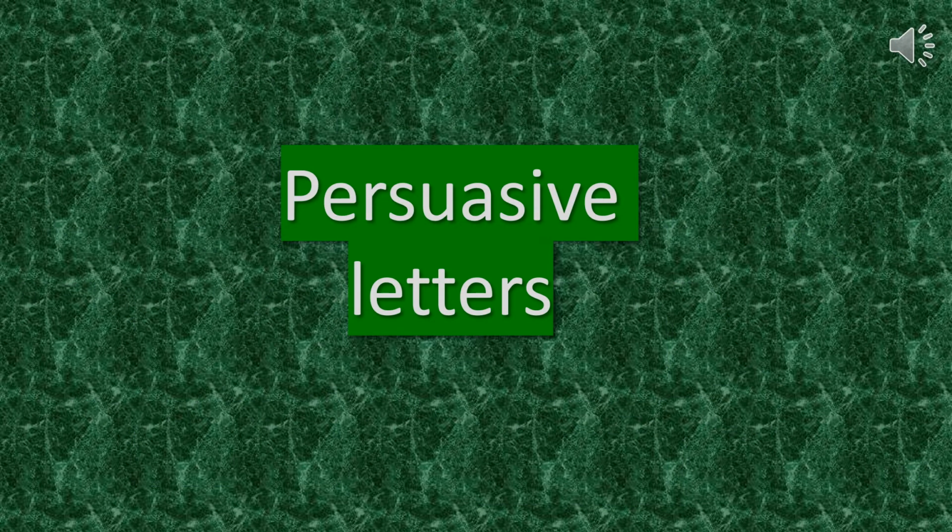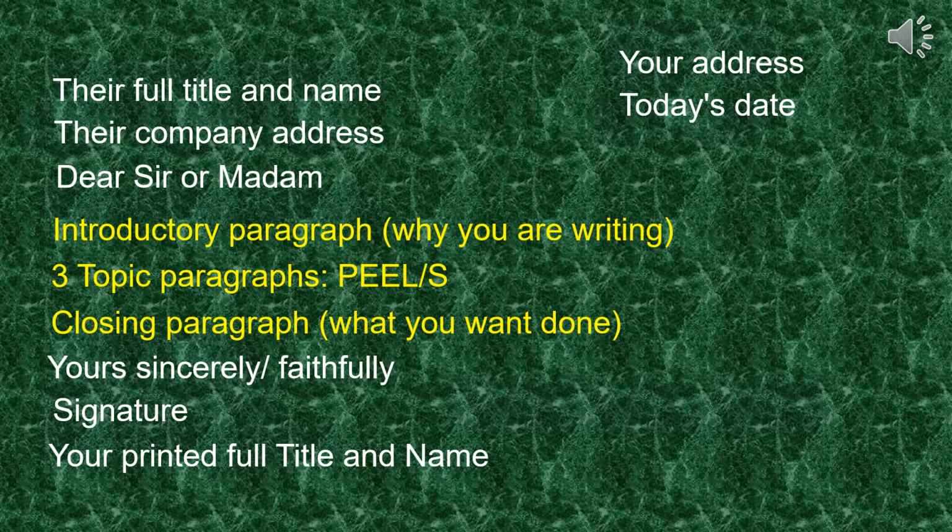Persuasive letters. Remember the formal letter layout from the last lesson. We have the address and your address and today's date in the top right hand corner. On the left hand side we have the full title and name of the person you're writing to, their company address, dear sir or madam, the introductory paragraph explaining why you're writing, 3 topic paragraphs on different aspects of your topic, and the closing paragraph saying what you want done. You finish with yours sincerely or faithfully, a signature underneath, and then your printed full title and name. Remember, you use sincerely if you know their name and faithfully if you don't.